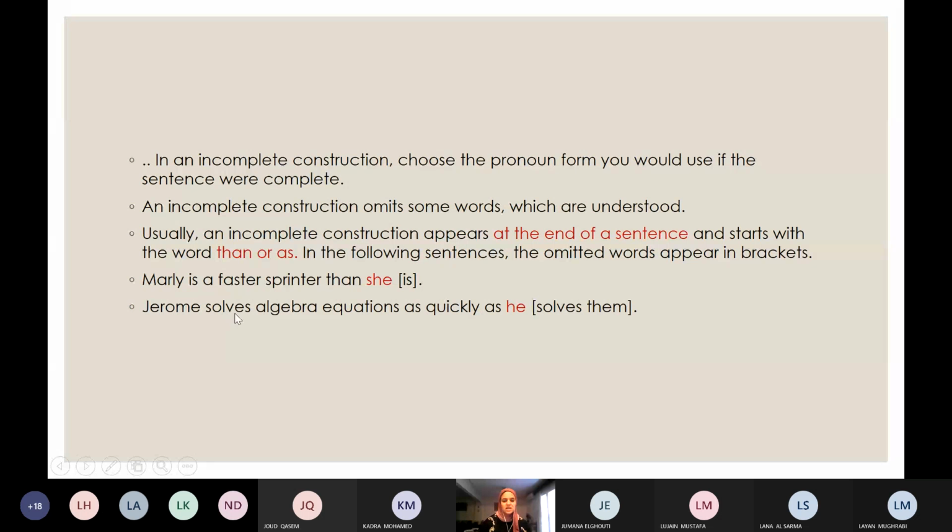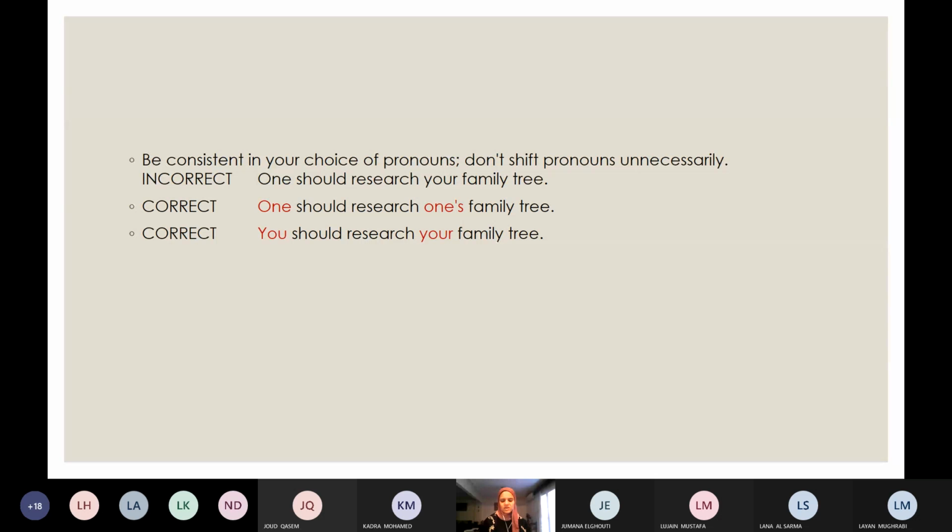Jeremy solves algebra questions as quickly as he. Because it was supposed to be: Jeremy solves algebra equations as quickly as Tim solves them. So there should be solves, and I replace Tim with he. Why he? Because there are omitted words, a verb. This is the only trick. When I find as or than, you know that after it there is she or he, as a subject, not an object. When we start solving, we'll understand more. You are not asked to know this one, so let's solve.